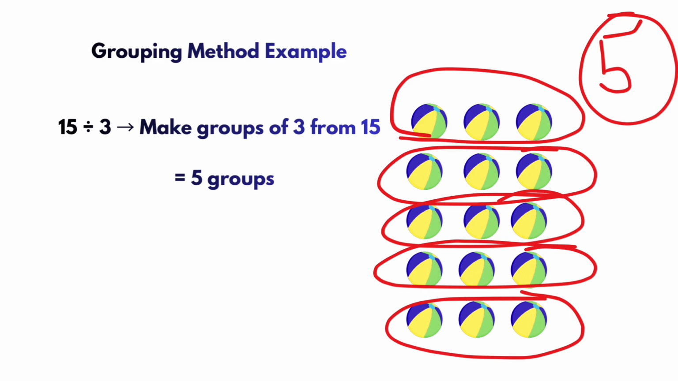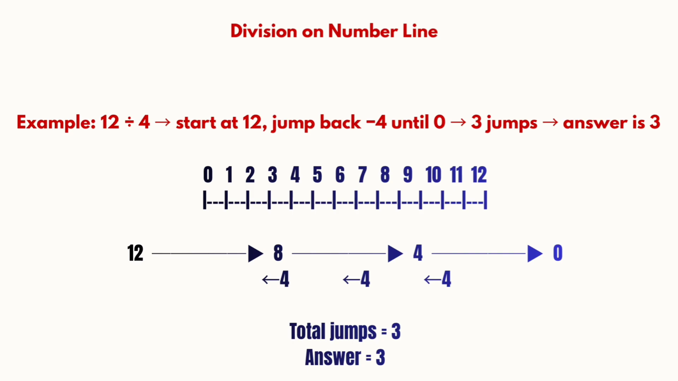Now we will understand division on a number line. For example, 12 divided by 4. We will start at 12. We will jump back minus 4 every time, 4 steps back, until 0 comes. 3 jumps. Okay. Then we get the answer 3.